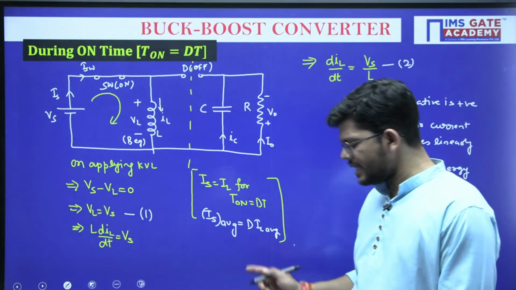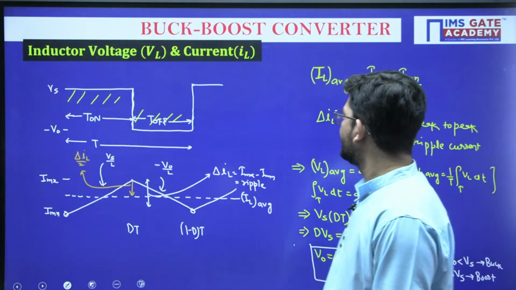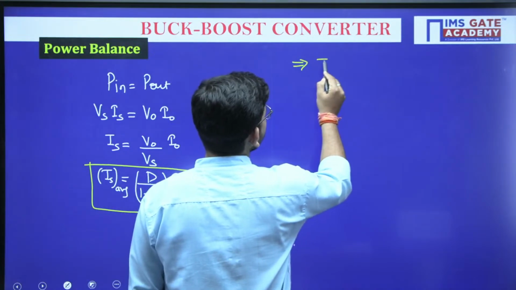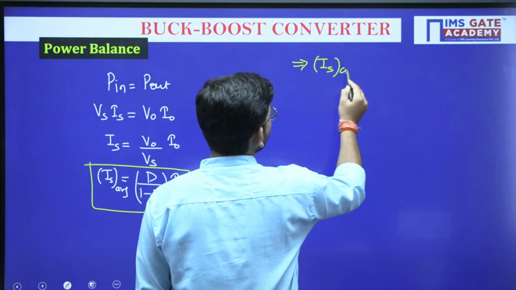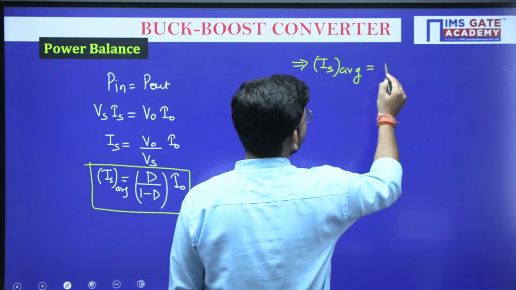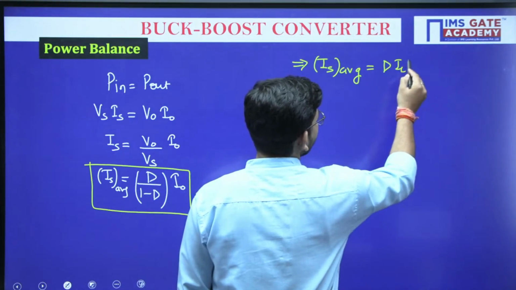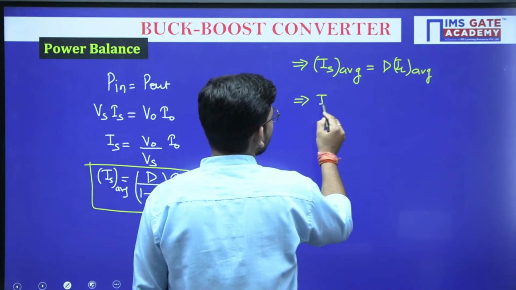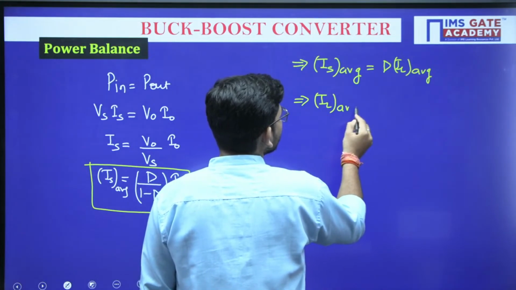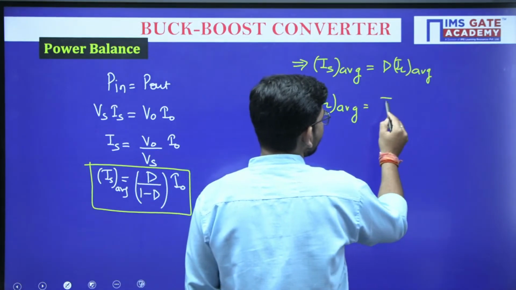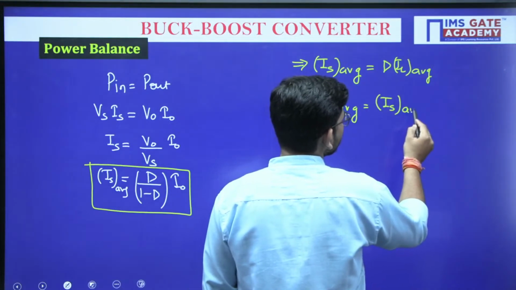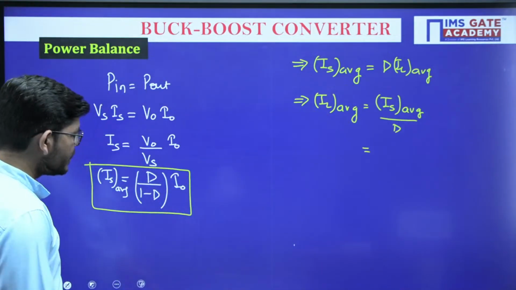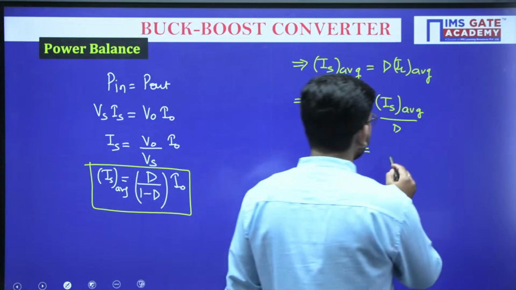So using this relation that we have right now, and what is that relation? We have this relation that I_S average, the source current average value, is equal to D times the average value of inductor current. So from here, what will be the average value of inductor current? It will be the average value of source current divided by D. And what is the average value of source current? That is with us right now, D upon 1 minus D.